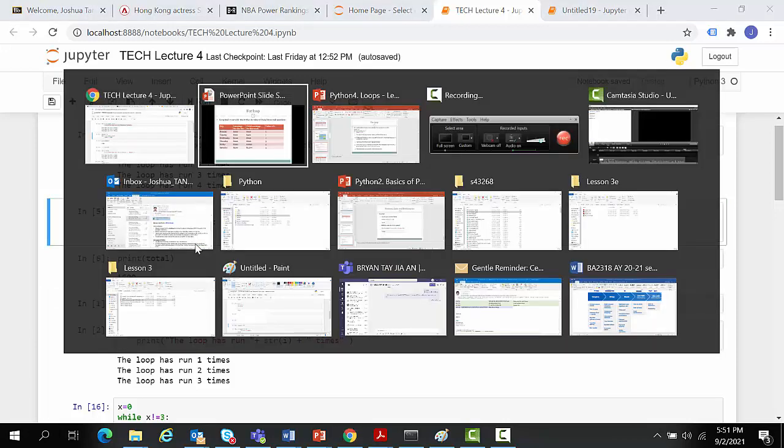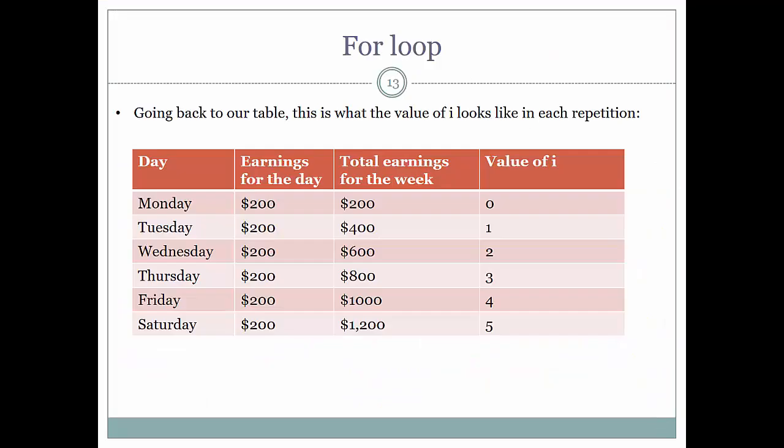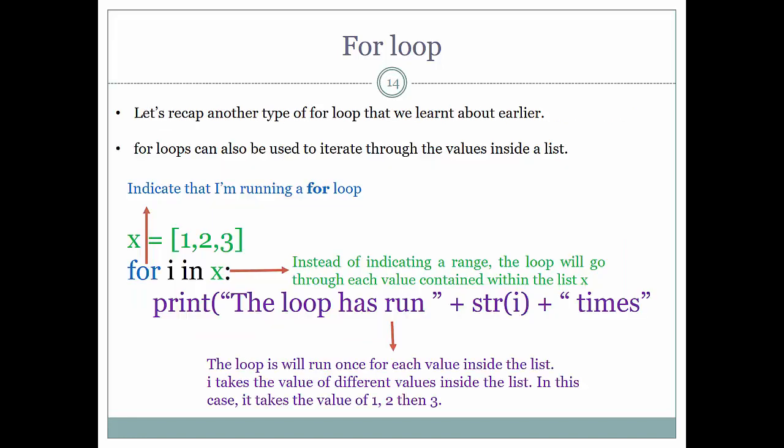The last kind of for loop that we will be learning about is a for loop that iterates through a list. For example, in the previous chapter, I think in chapter 3, we discussed this concept called a list. If you remember, square brackets refer to a list, and x equals a list containing the values 1, 2, and 3. Again, we use the for keyword, and I, but instead of in range, we just put in x. Instead of indicating a range, the loop will just go through each value within x and print out the same thing here.